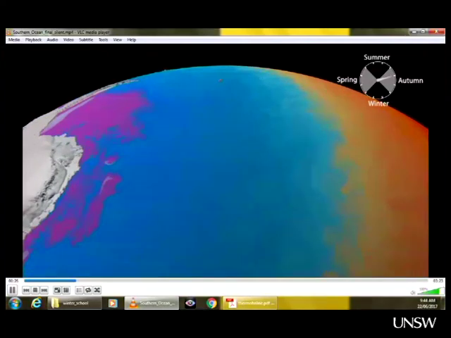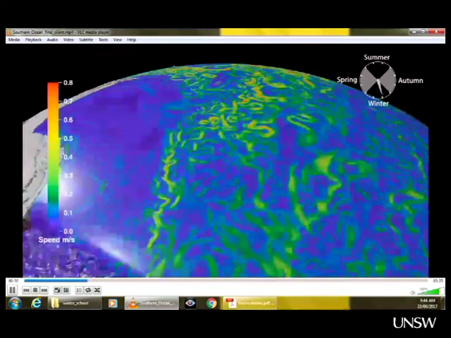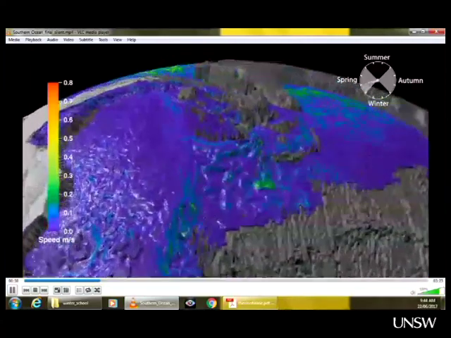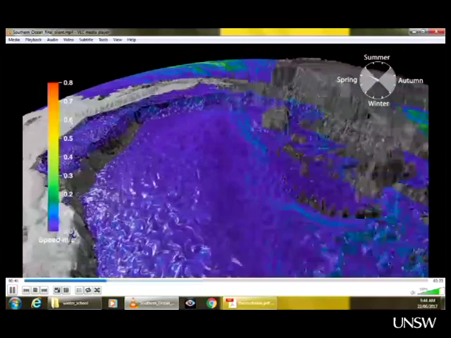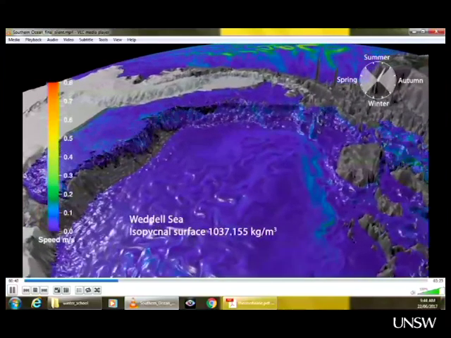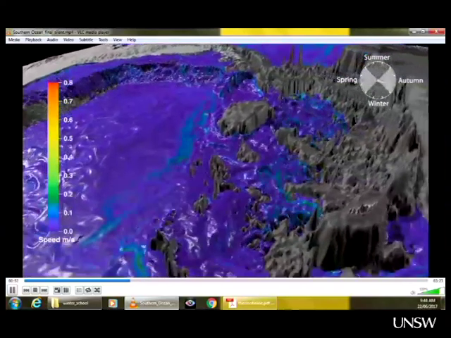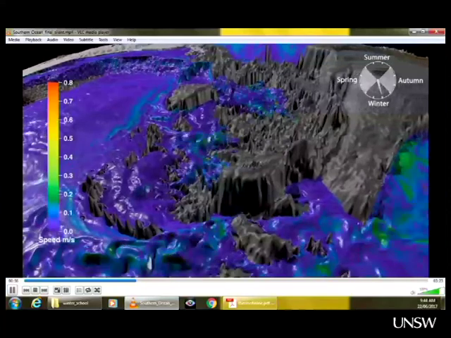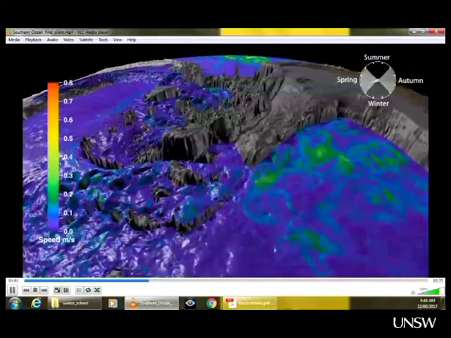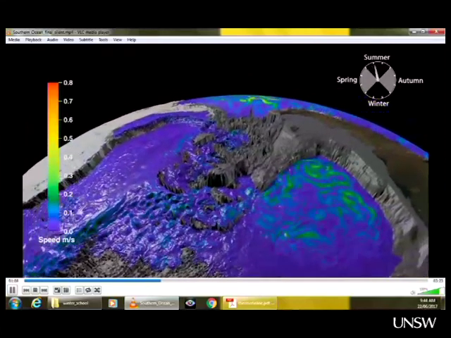It's 1 year that's repeating, so you can see the seasons. The colors show the speed, and now we're not looking at the surface anymore, we're looking at a deeper layer, an isopycnal surface. That's a surface of equal density, that's why it's not flat, because it's not a depth surface, it's a density surface. And you can see the really rough topography and how the water has to go through channels in the topography to get out of the Southern Ocean, basically. We can just watch that.